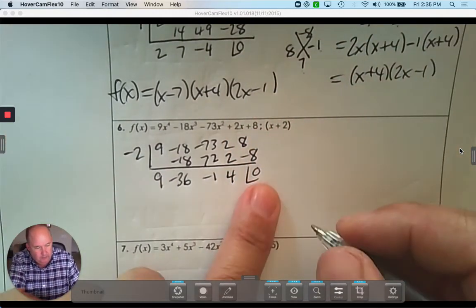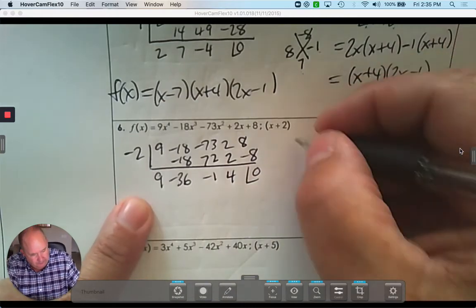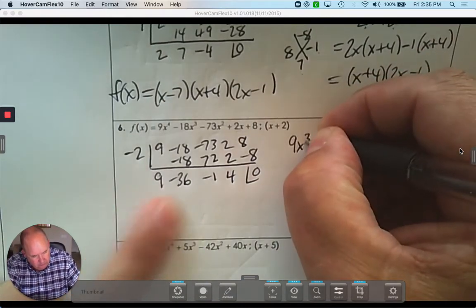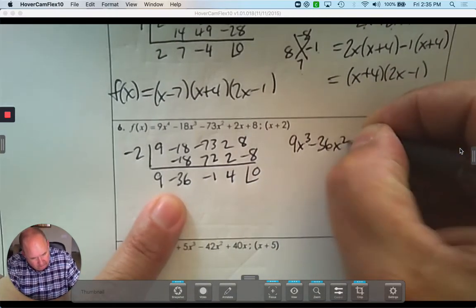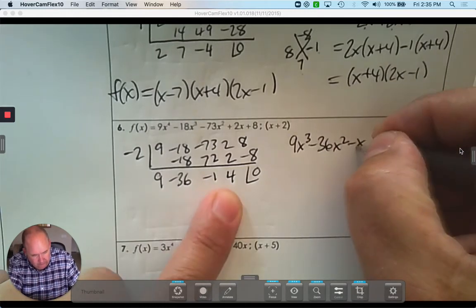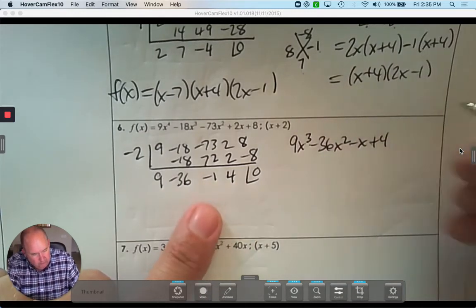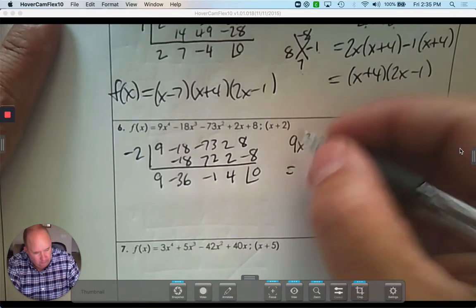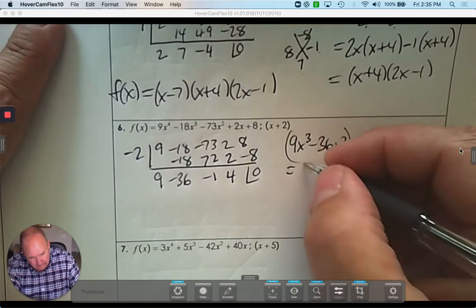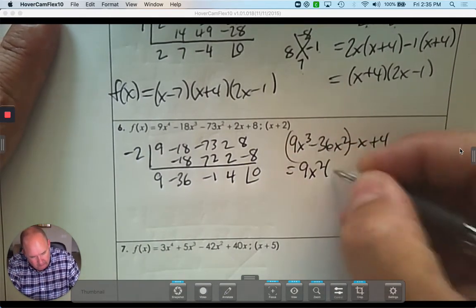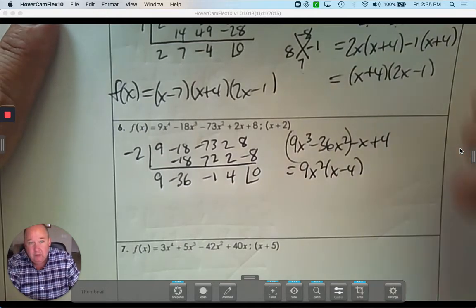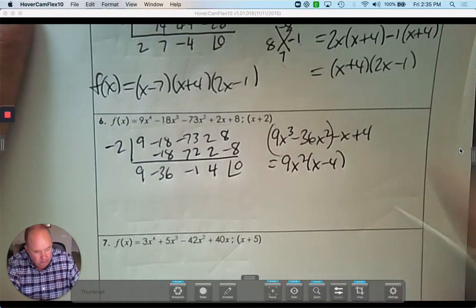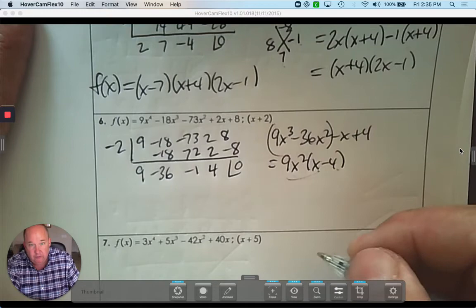It's good to know the remainder is 0. What we're left with is 9x cubed minus 36x squared minus 1x plus 4. So we're going to factor this by grouping. If I take the first two and group them, they have a 9x squared in common, and I'm left with x minus 4 when you divide. You can always multiply to make sure it's equivalent.